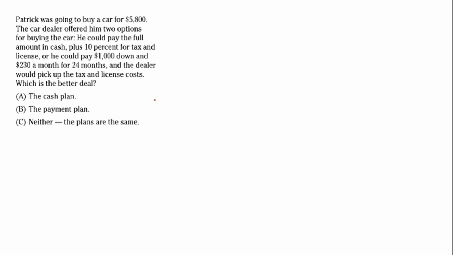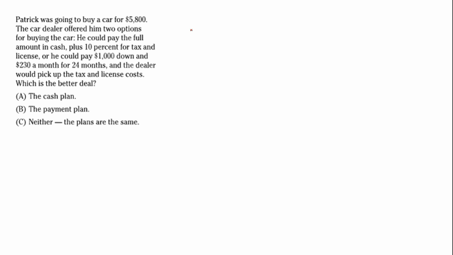On number 2, Patrick was going to buy a car for $5,800. The car dealer offered him 2 options for buying the car. He could pay the full amount in cash plus 10% for tax and license, or he could pay $1,000 down and $230 a month for 24 months. And the dealer would pick up the tax and the license cost. Which is the better deal?